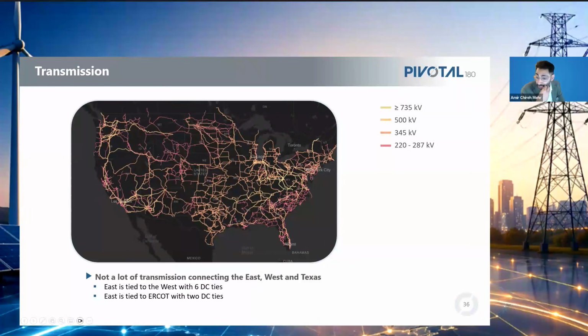ERCOT is the Texas region, and to contextualize that, my information may be a little old, but this is directionally accurate. The total Texas system is on the order of 50 gigawatts. Those interconnects are on the order of 2 gigawatts, tops, maybe 1 to 2. So it's between 2 to 4%.